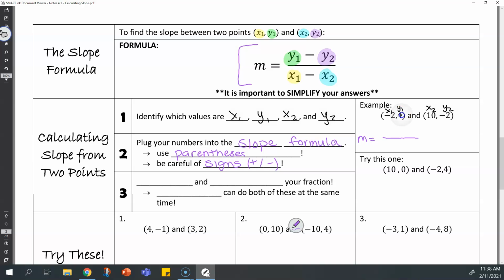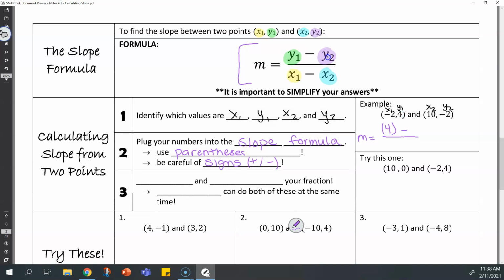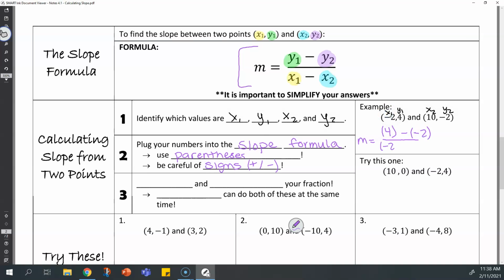y1 is this 4 right here, so I'm going to plug in that 4 with parentheses. Minus y2. y2 is negative 2, so I'm going to plug in negative 2, again with parentheses. Then I've got x1 minus x2 on the bottom. x1 is negative 2. I plug it in with parentheses. Minus x2 is 10. Again, I plug it in with parentheses.